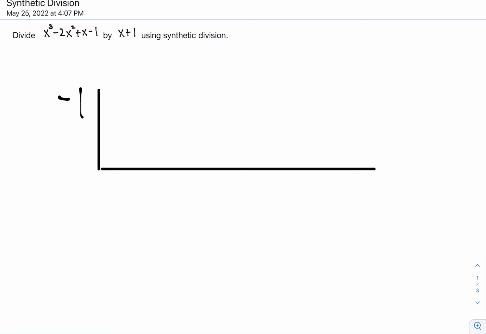So let's actually do it both ways. Let's do it both ways, but let's start with the negative sign because I prefer that. I prefer adding numbers rather than subtracting them.